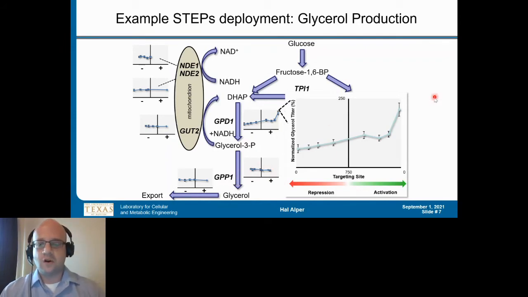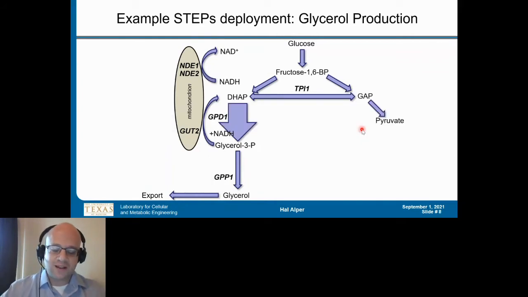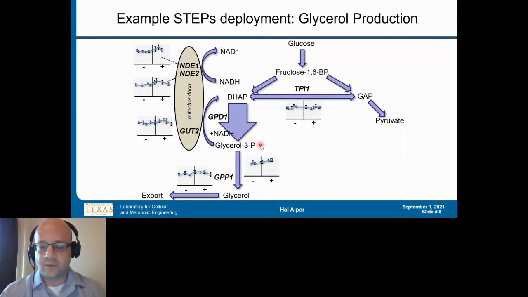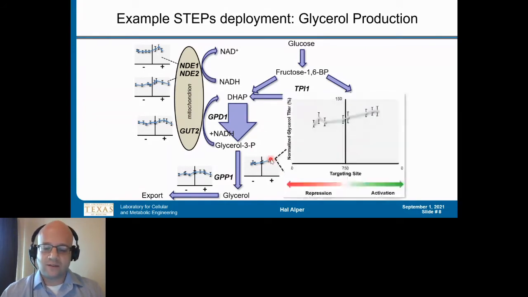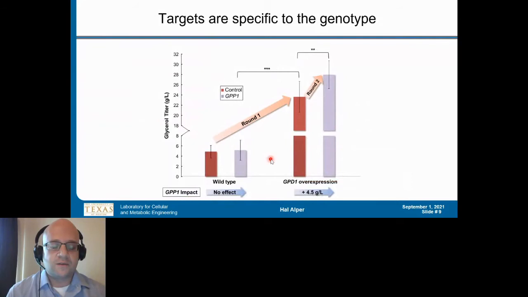However, once we know our bottleneck, we can target that, encode that into the cell, overexpress the GPD1, and then reintroduce this guide RNA library and find a different response pattern. Once we overexpress GPD1, we no longer see that repression of TPI1 gives any beneficial aspect for the flux, but we see a linear response with respect to GPP1, showing that that's the next rate limiting step of the process. So this allows us to go through iterative rounds, and we can achieve quite high overall titers, in this case getting up to almost 30 grams per liter of glycerol from this strain by looking at these individual targets.